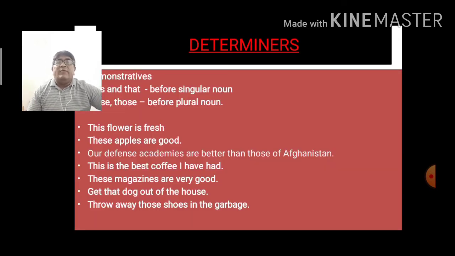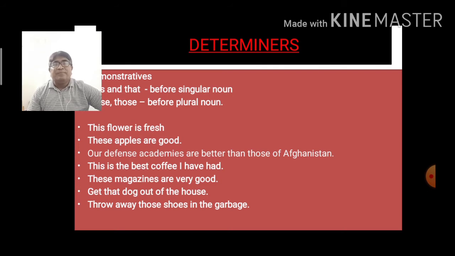Let's go ahead. Now the next point is the demonstratives. These demonstratives are this, that, these and those. These demonstrative determiners are used before a noun. We have to keep in mind that there are two kinds: demonstrative pronouns and demonstrative adjectives. After a demonstrative pronoun, we have to use to be forms, and for a demonstrative adjective, after these demonstratives we have to use a noun.